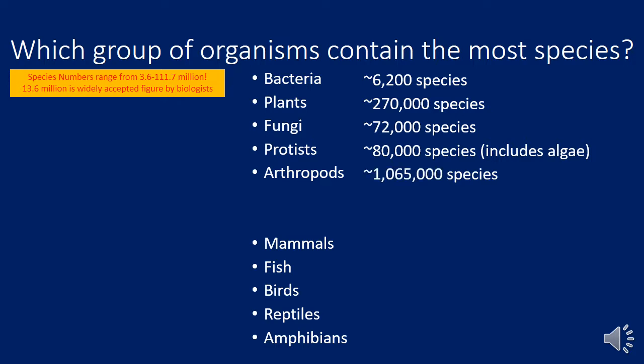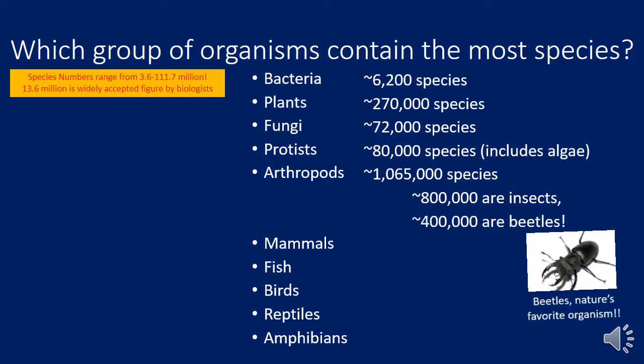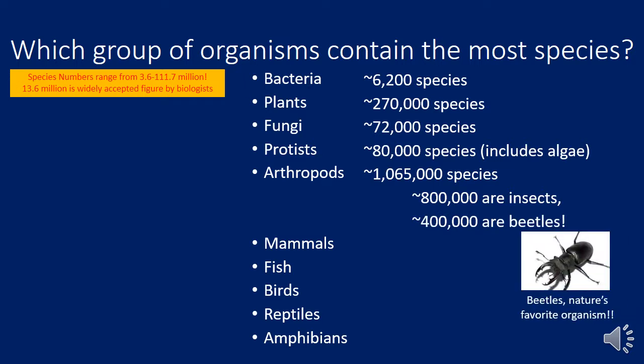Over 1 million kinds of bugs. So arthropods are going to be mites, ticks, insects, things like this. Of that over 1 million, about 800,000 are insects. 400,000 of that 800,000 are beetles. Beetles rule the world. They're nature's favorite organism. There's more different kinds of beetles than any other animal by like a long shot. So there's a lot of different kinds of beetles.